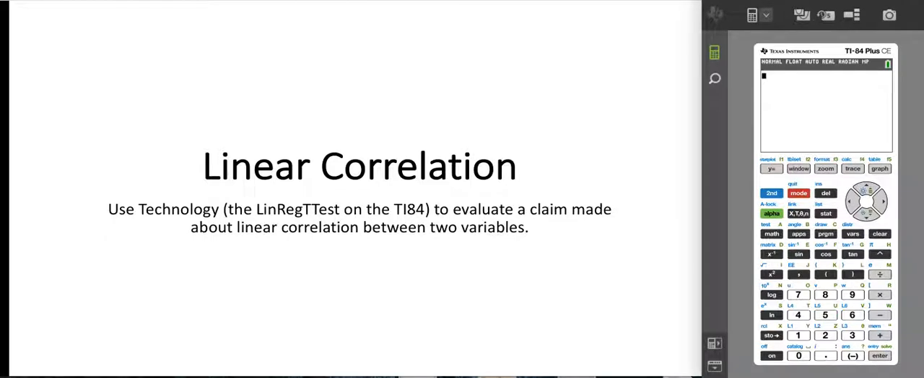Hi everyone. Today we're talking about linear correlation. Specifically, we're going to use technology, the linear regression t-test on the TI-84, to evaluate a claim made about linear correlation between two variables.